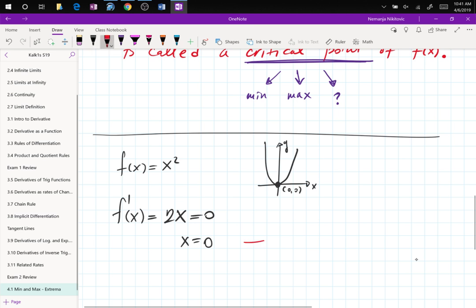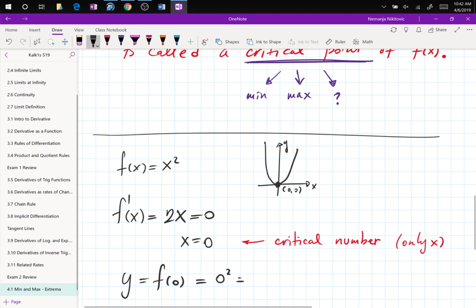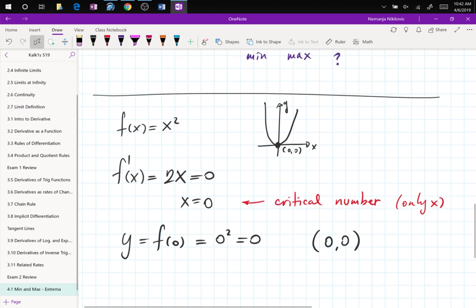Now, this is called a critical number, because it's only the x coordinate, right? Only x. Now, we are going to find the y value. y equals f of 0, which is 0 squared, which is 0. And now I have 0, 0, and this is the critical point.